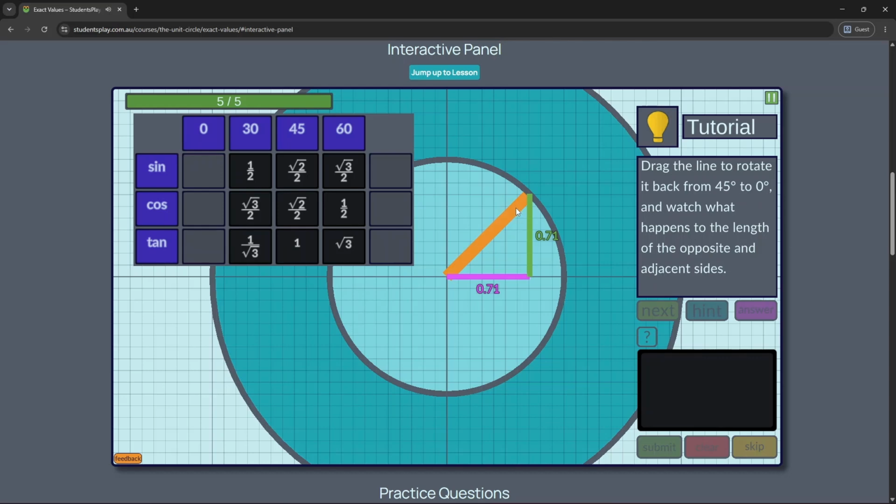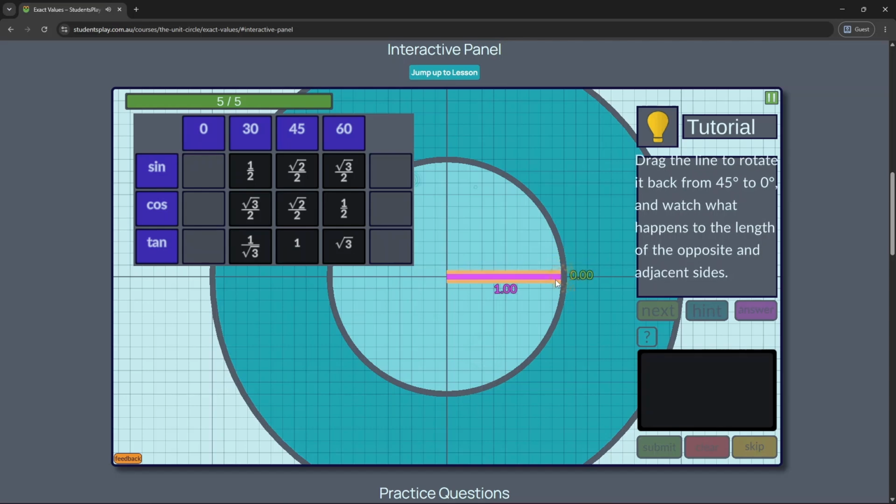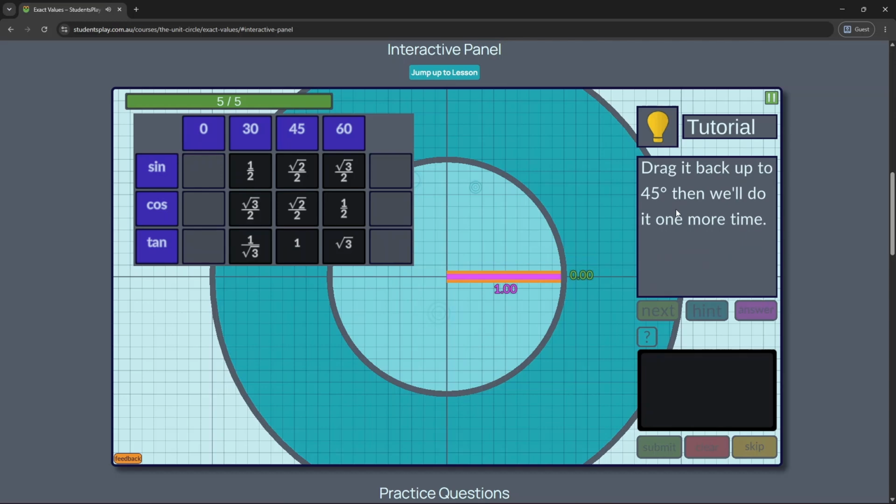Click and drag the line down to here. What's happening? Looks like the green line, the opposite, is getting smaller, and the pink line is getting bigger. Drag it back up to 45 degrees, then we'll do it one more time.